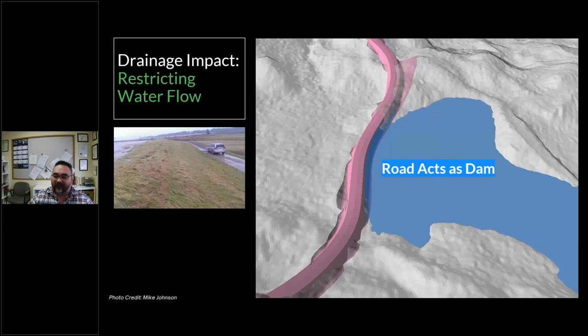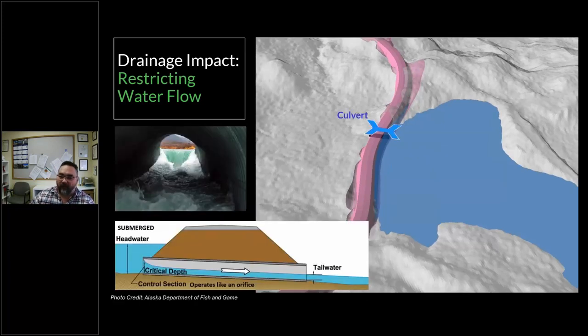What we're essentially doing is we're building a dam, and we need to be careful because we're not designing our roads as dams. And so what do we do? Obviously, we put in a culvert. Now, that gets our water across the road, but there's still some things there that you need to understand.